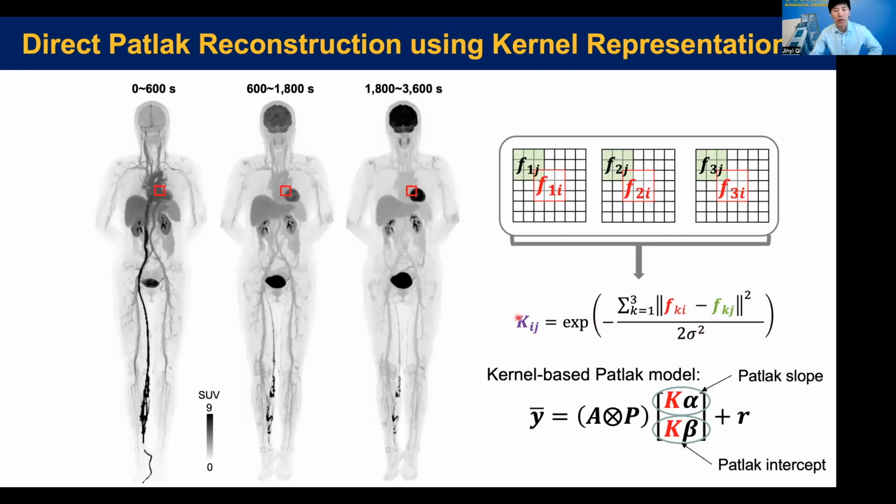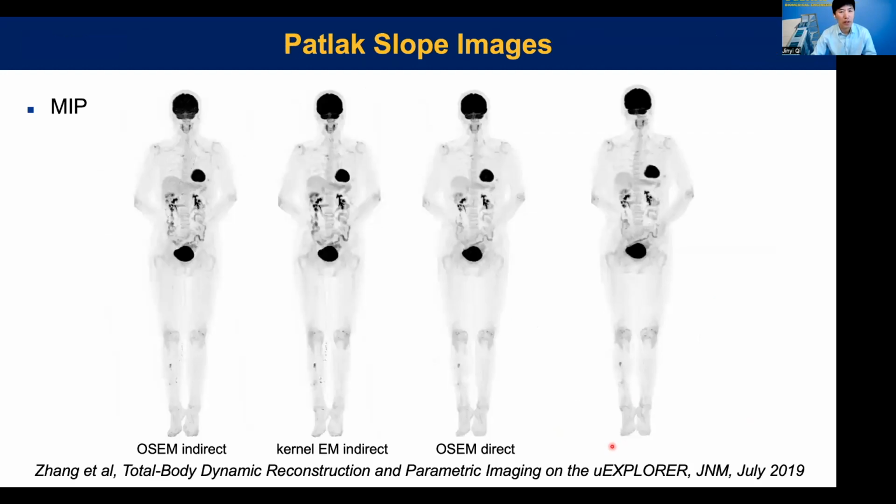Then using that kernel matrix, we can represent the Patlak parameters. The slope will be K times alpha, and the Patlak intercept, we call that K times beta. Each one has its own coefficient, but they share the same kernel matrix. Then this A is the time-per-basis function of the Patlak plot, and P is the projection matrix of the PET system. So we put together this linear model. Again, that's a linear model, so we can use a nested EM to perform the reconstruction of the Patlak parameters.